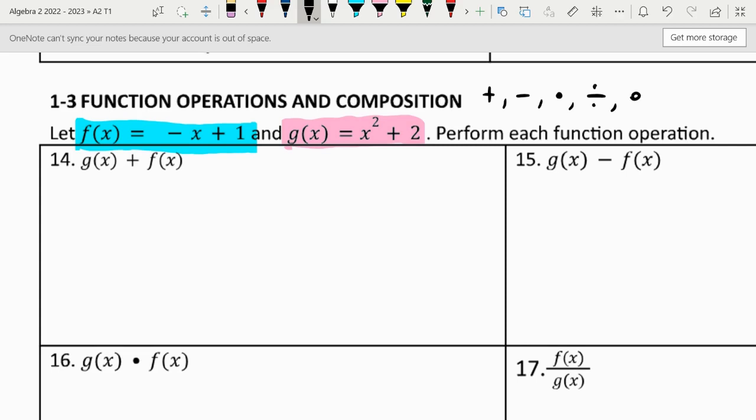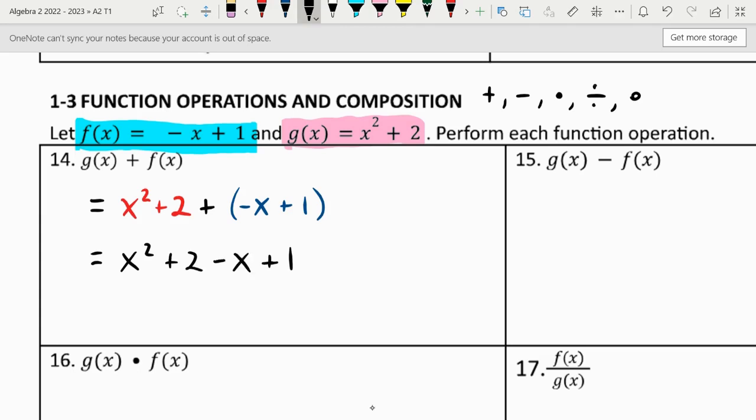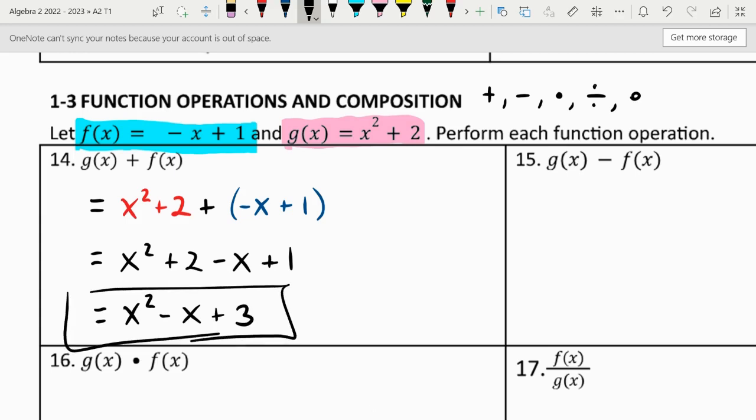g of x plus f of x. For this, we're just going to literally take whatever g of x is. In this case, it's x squared plus 2. And we are going to add whatever f of x is, which is negative x plus 1. If we simplify everything out, we get x squared plus 2 minus x plus 1. Now we just need to combine like terms. This would be x squared minus x plus 3. So that would be your final answer for that one.